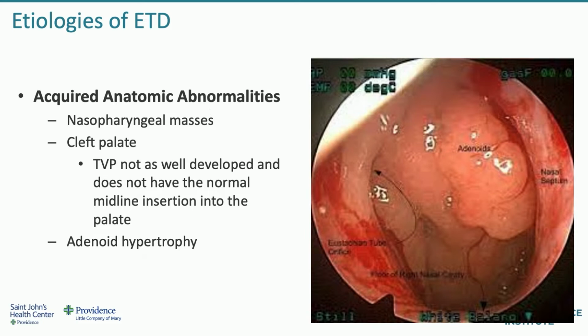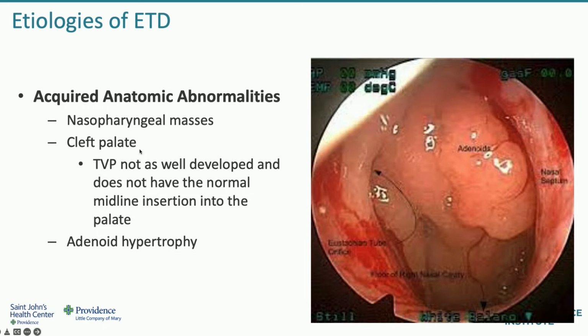But really, technically, in any adult with a unilateral middle ear effusion, we should probably be scoping them and taking a look at their nasopharynx to make sure they don't have any mass in that area. Cleft palate is a very common reason to have eustachian tube dysfunction. In these patients, their tensor veli palatini is not as well developed and does not have the normal midline insertion into the palate, and so it can't contract to open up the eustachian tube as effectively.